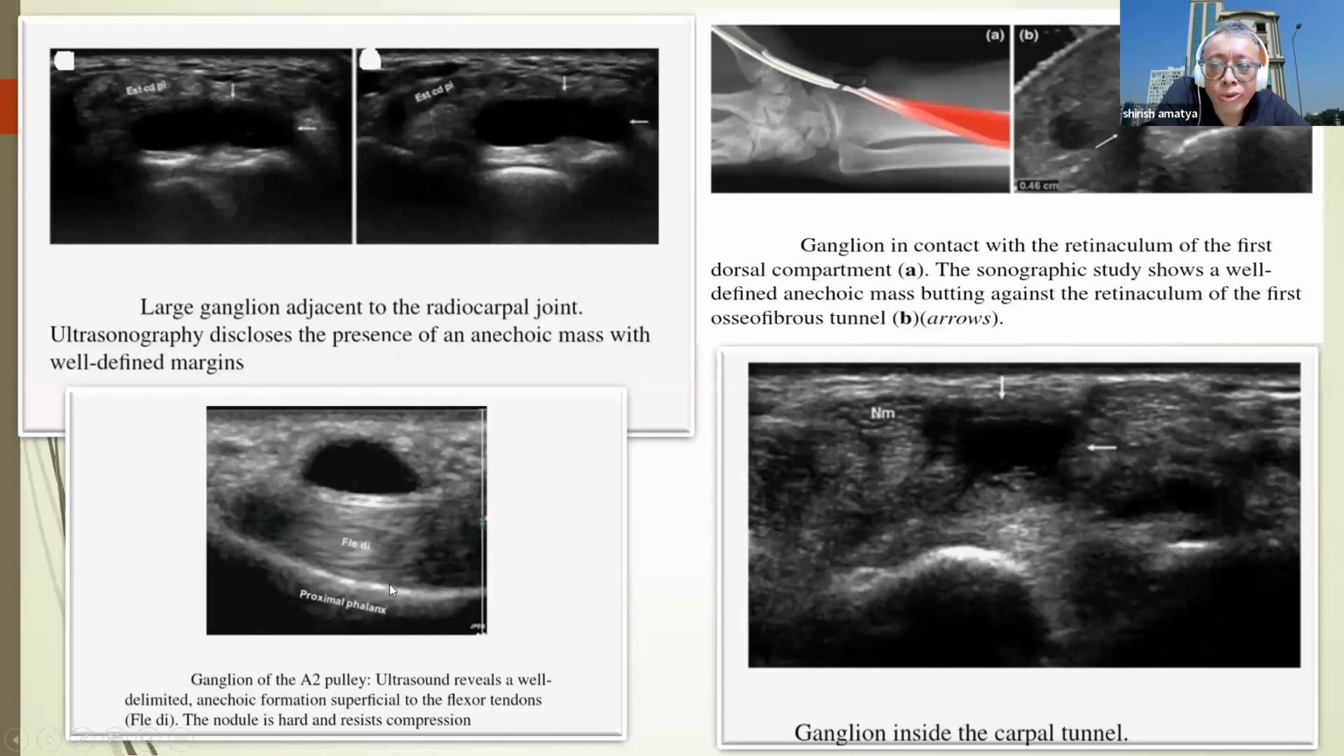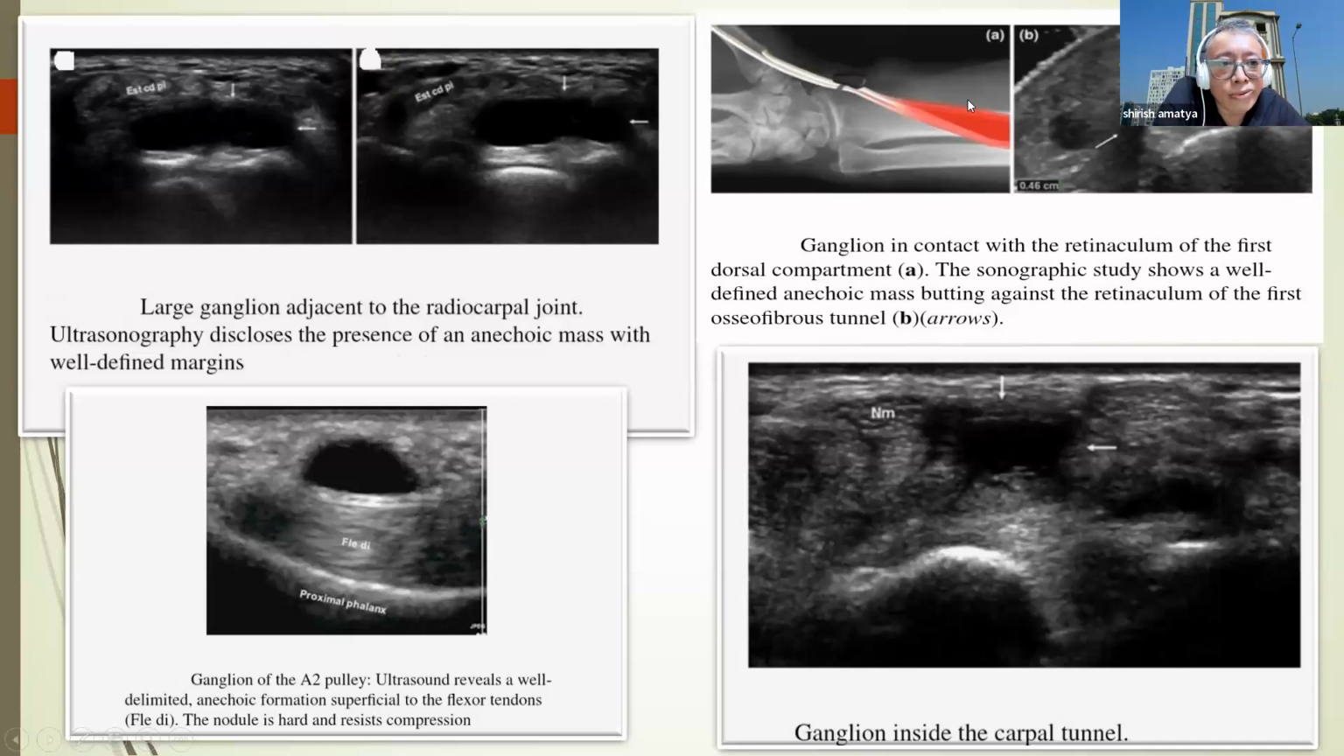So this is the proximal phalanx. Over the proximal phalanx is the flexor digitorum tendon, and over it is the pulley. So just over the pulley, you can see a nodular, well-defined anechoic round structure. So that is the ganglia of the pulley.